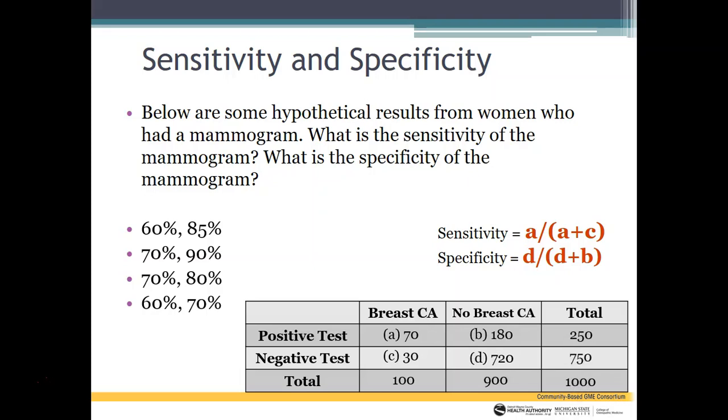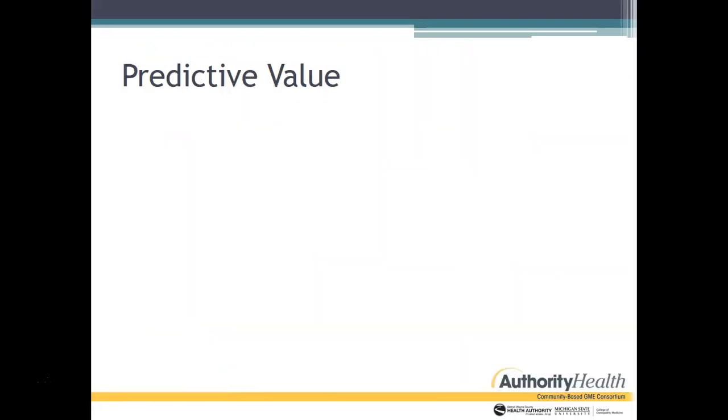So the sensitivity and specificity. Remember, sensitivity is our true positives over everyone with the disease. So we see 70 over 100. And then our specificity is the true negatives over everyone that's negative. So that would be 720 over 900. So the answer is 70%, 80%.